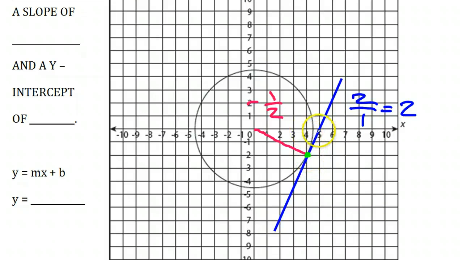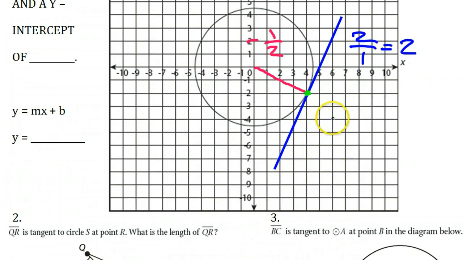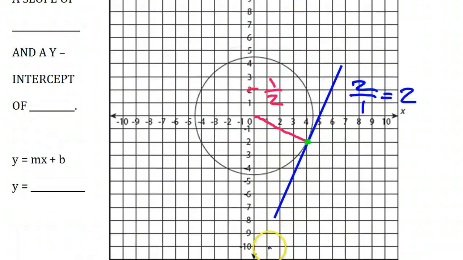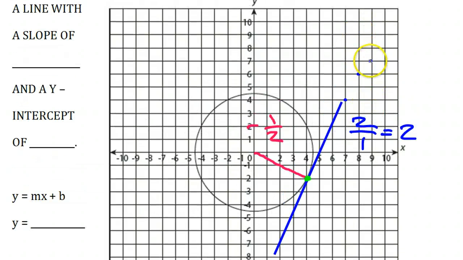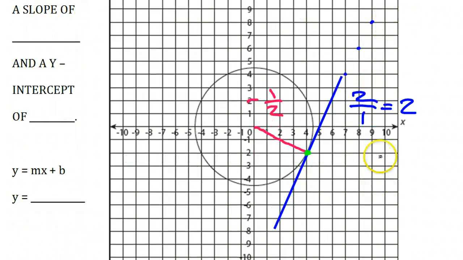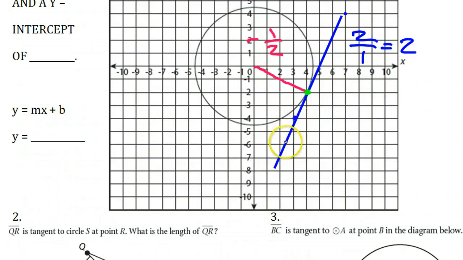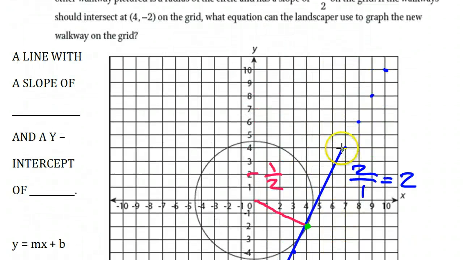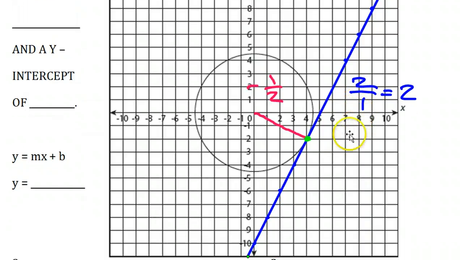So starting from here, if I go up 2, over 1, you can see that it has the right type of path. If I were to continue this pattern, up 2, over 1, it would continue like this. If I were to continue the pattern in the other direction, down 2, back 1, down 2, back 1, you can see I got a little bit off, so I'm going to fix it. I'm going to extend it and fix it because it should go through there. Okay, that's a better path.